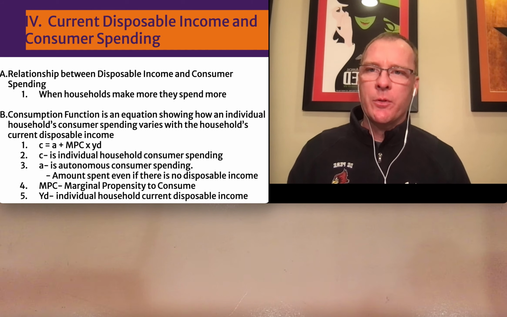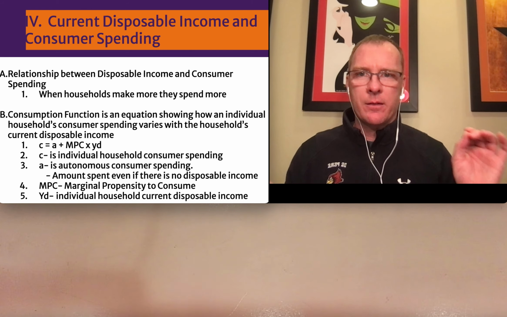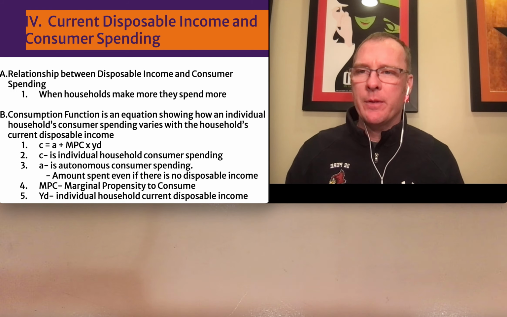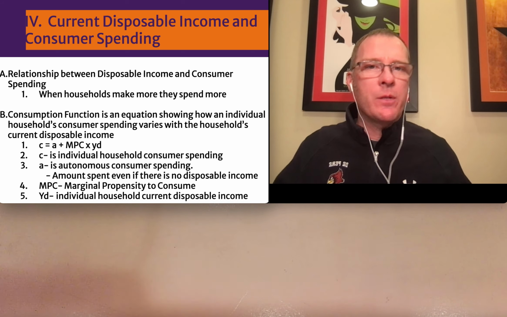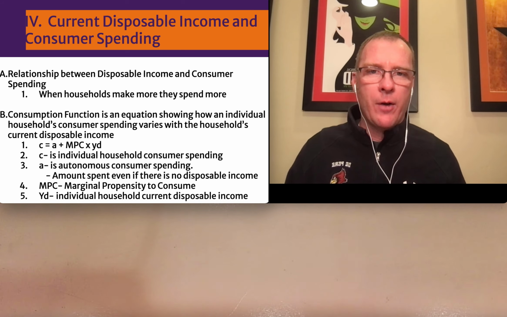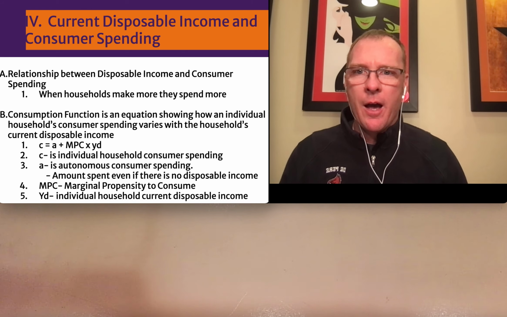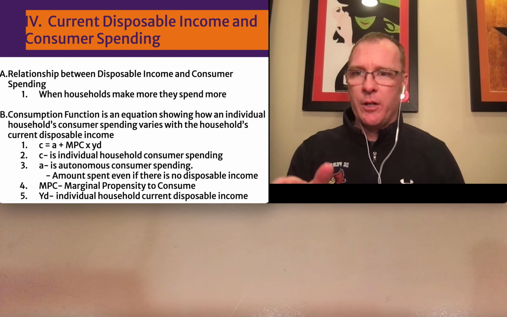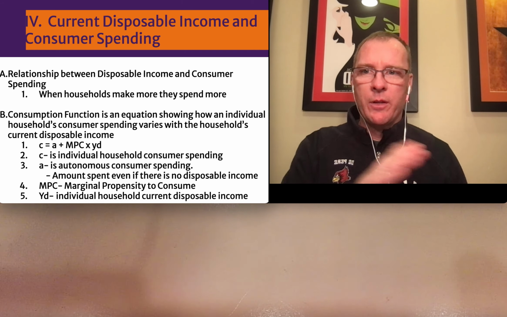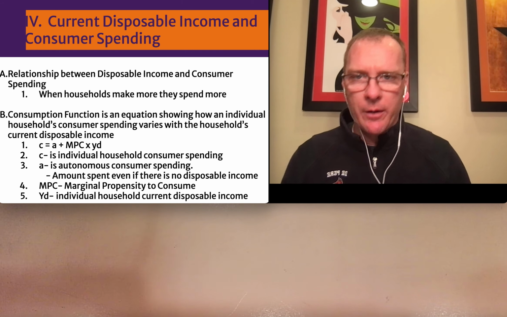So the relationship between disposable income and consumer spending, basically what happens is that when households make more, they spend more. I mean, there's not a whole lot of rocket science there, right? The consumption function then shows how much an individual's consumption varies with the household's current disposable income.